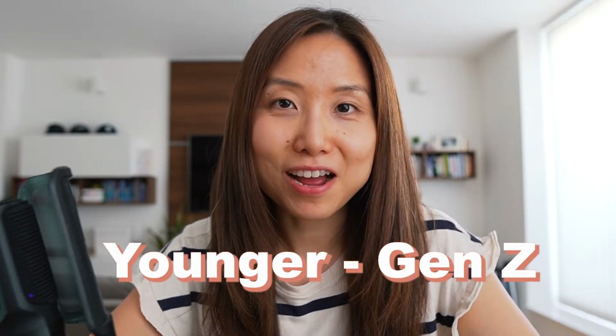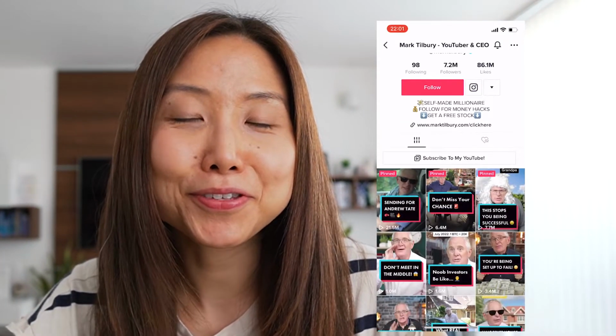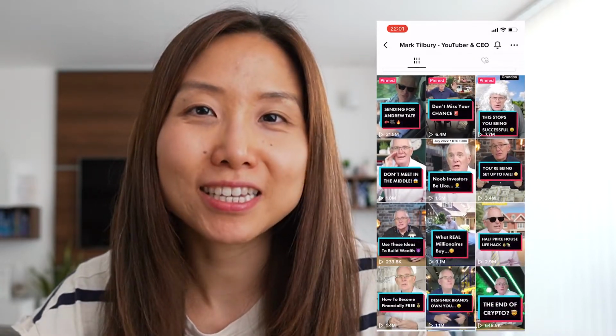So let's now look at the users on TikTok. The users on this platform are much younger in demographic, mainly in the 24 years or younger age group, the Gen Z group. However, there are amazing creators like Mark Tilbury, who is in his 50s and absolutely killing it on this platform as a creator. Having said that, there are lots of elderly millennials on this platform like myself who are not ashamed to admit that we actually like TikTok videos as well.